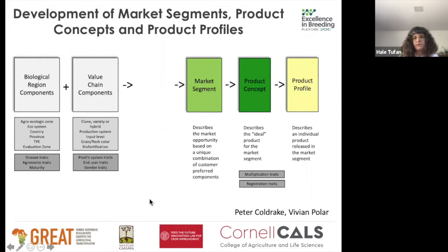And then you define a market segment that leads to a product concept that leads to a product profile. So what we've done as a group is push back on this a little bit and said, where does the social fabric come in? How do you define your consumers and how do you integrate this into the current model?